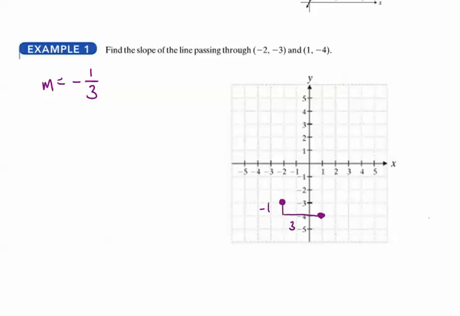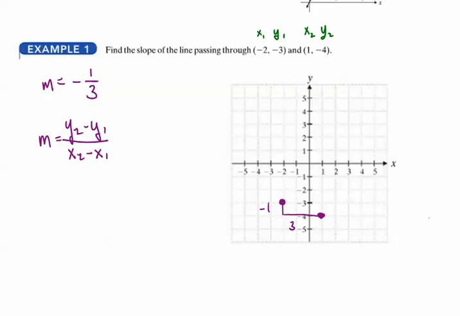All right, so let's see how we would calculate this, though, using the formula that we were given earlier, and to show that these two things turn out to be the same. So let's label our points here. We have x1, y1. x1 is -2, y1 is -3. x2 is 1, y2 is -4. So our formula was y2 minus y1, the change in y, or the rise, over x2 minus x1, the change in x, or the run.